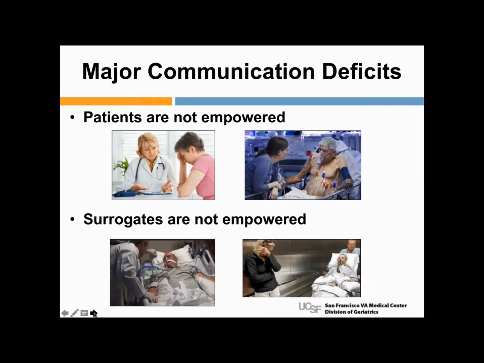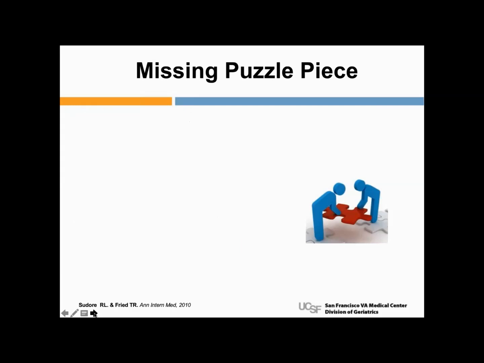So when we think about patients, the major communication deficits that I see are that patients are not empowered and surrogates are not empowered. We just talked about how it can be hard for clinicians to have these conversations. And as I said, we often set a very high bar for patients and surrogates, that they're supposed to know what the patient's values are, and they're supposed to be able to translate that, having not gone to medical school in many cases, to make these decisions.